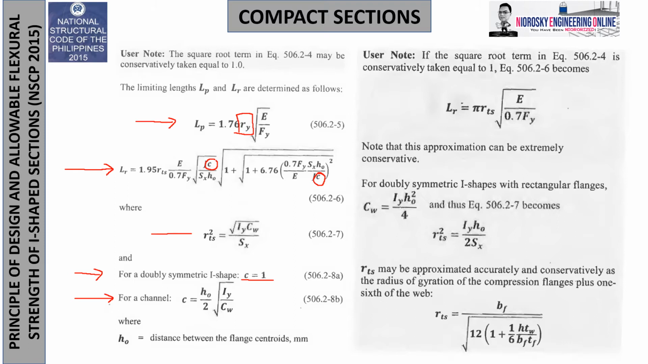And then, diniscuss ko na dati ito, yung r sub ts squared equals square root of I sub Y C sub W over S sub X. If you have the table, you just use the table. H sub o, already defined before, the distance between the flange centroids. Okay, but may user note. Actually, mga simplifications na lang ito, kahit hindi nyo natingnan, pero dahil meron ka naman equation na nasa kaliwa, you can use already. So, ito lang naman yung mga simplification condition. So, hindi ko na i-focus yung discussion nito kasi madiderive naman ito eventually.